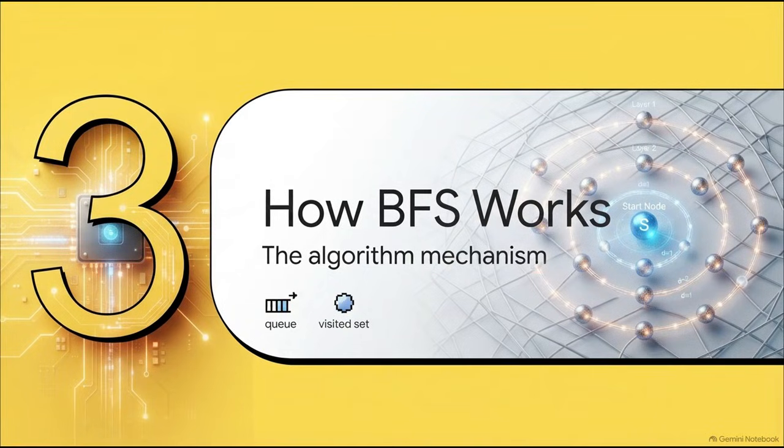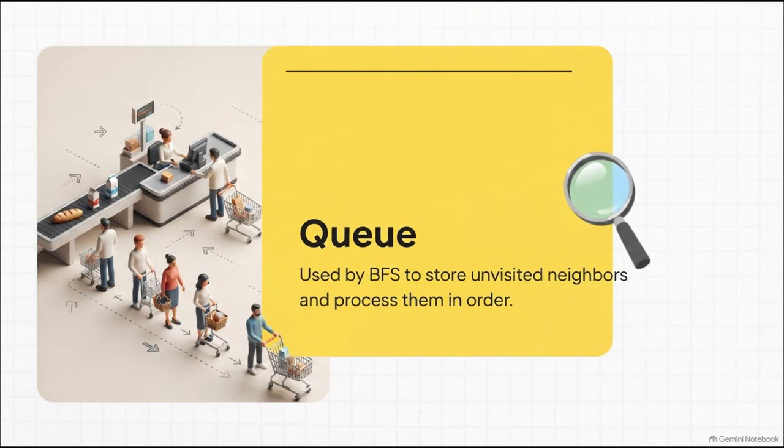Section 3. How BFS actually works, the algorithm mechanism. To make BFS work, we really only need to understand a couple of basic terms. The first is a queue. In the programming world, a queue operates on a first-in, first-out basis. It's literally exactly like waiting in line at a grocery store checkout. The first person to get in the line is the first person to be served and leave the line. This super simple concept is the entire engine that drives our search.